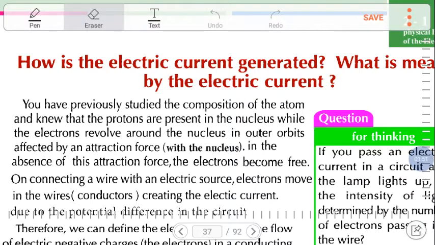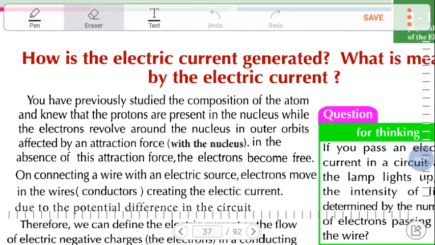On the other side, in the absence of the attraction force, the electrons become free. So, when the attraction force is absent, the electrons become free from revolving around the nucleus. So, in connecting the wire with an electric source, the electrons move in wires or conductors, creating electric current due to the potential difference in the circuit.